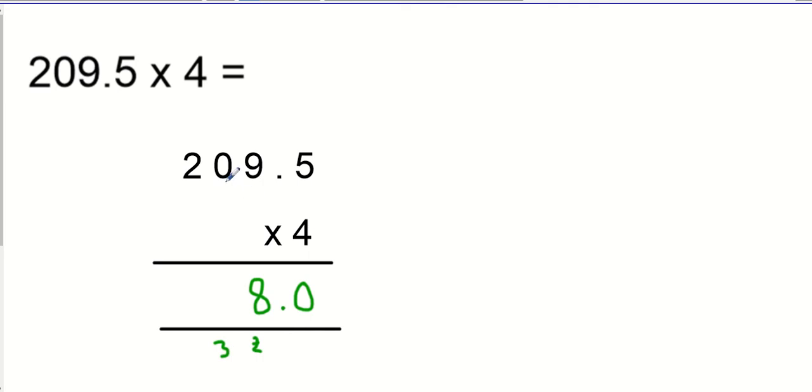4 times 0. Remember, if you've got 0, which is the same as nothing, if you've got 1,000,001 lots of nothing, you've still got nothing. So we're just going to have to add that 3. And then we've got 4 times 2, which is 8, or 2 times 4, which is 8. So actually our answer is 838. The point 0, you can say that, 838.0, but you don't need it.